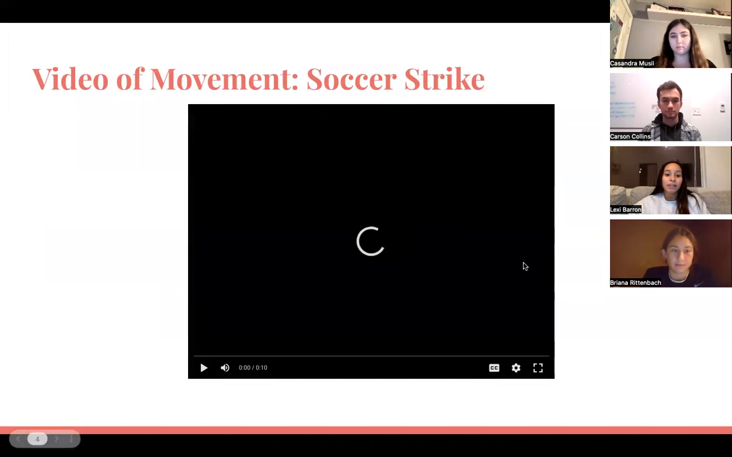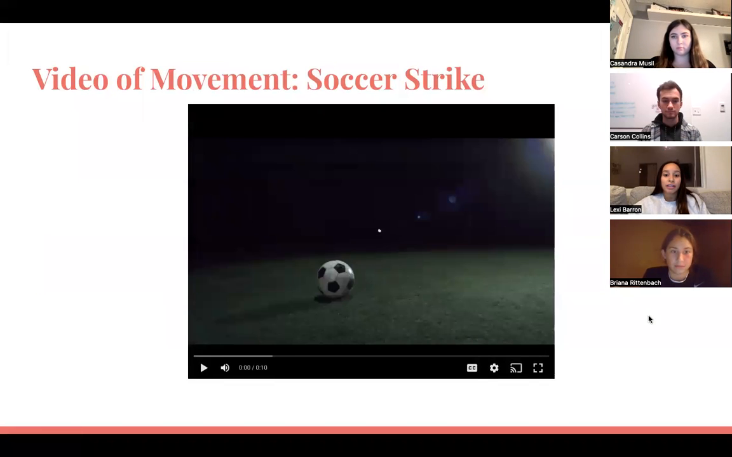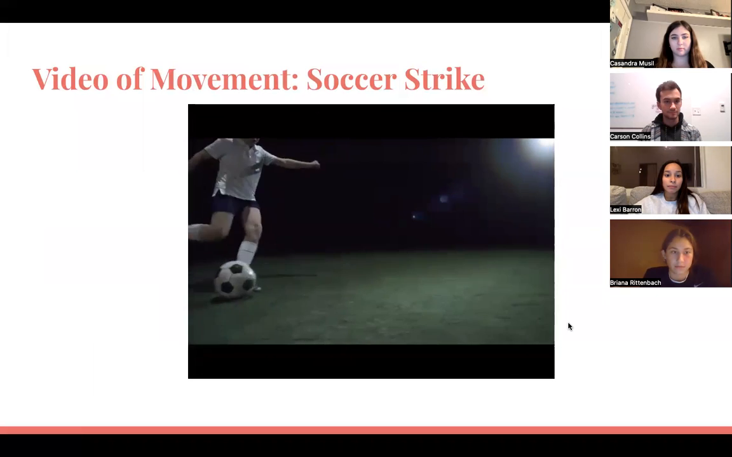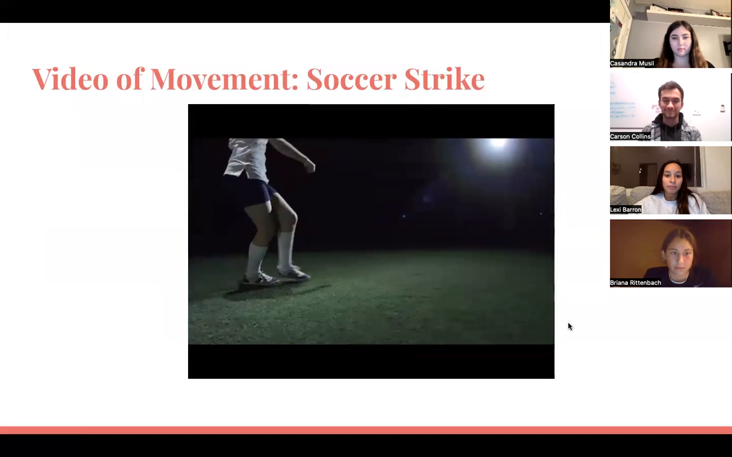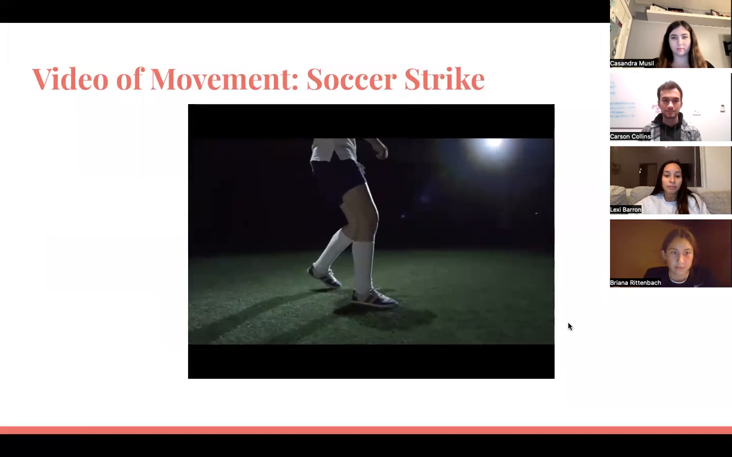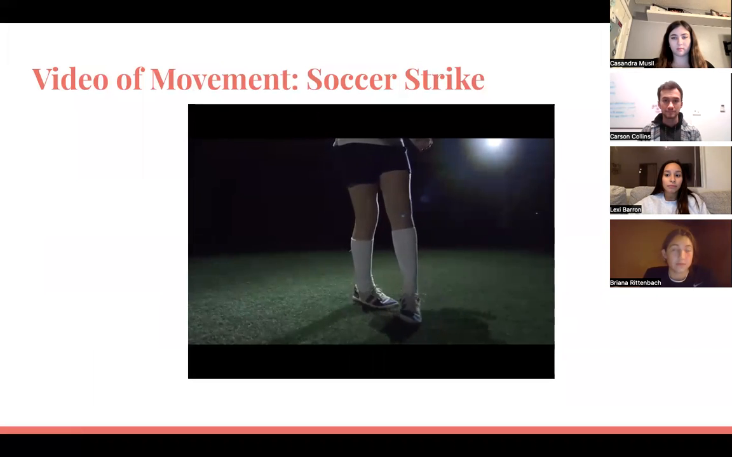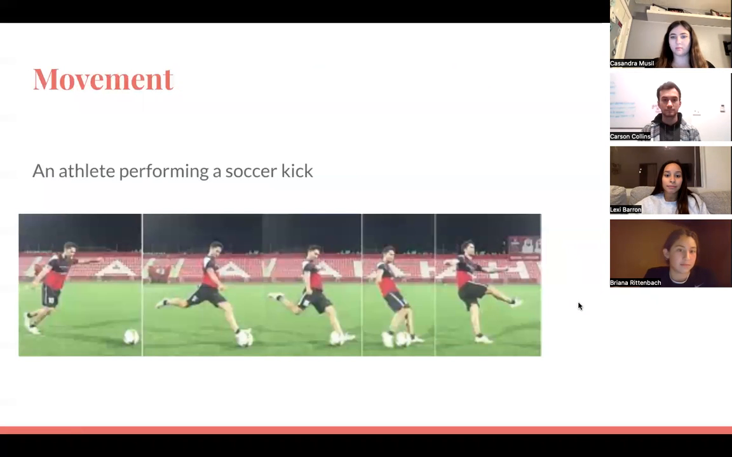And this is going to be our demonstration of the soccer strike. The movement that we chose to do is an athlete performing a soccer kick.